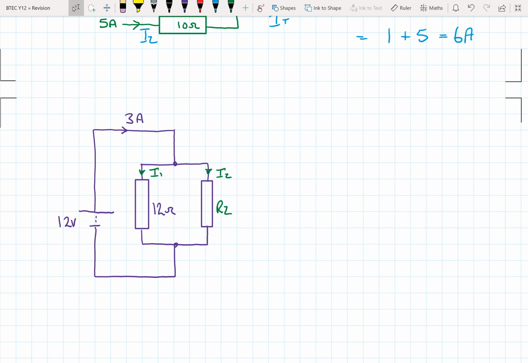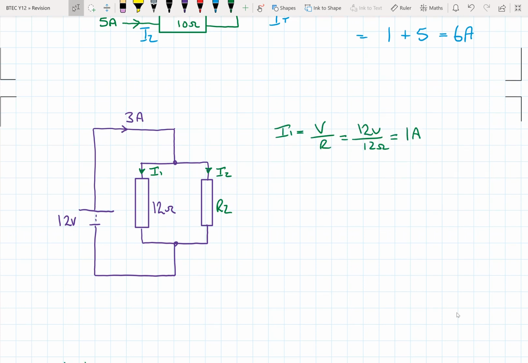Okay, so if we take this circuit here, I've got 3 amps flowing into the junction of a parallel network, and I want to know what I1 and I2 are. Well, we know the value of resistor 1, which is 12 ohms, so let's get cracking with some calculations. We can straight away say that there's going to be 12 volts across it. It's a 12 ohm resistor, so the current going down there is 1 amp.